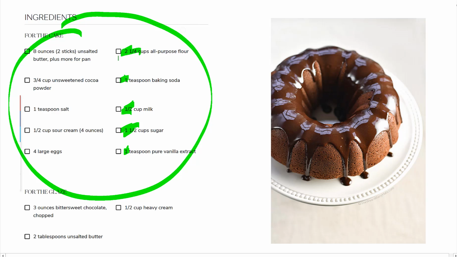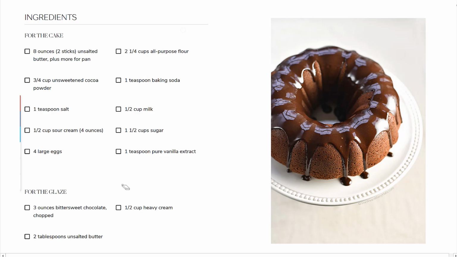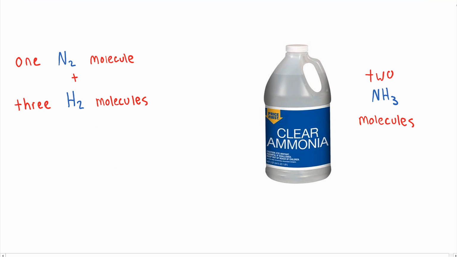Now, I'm going to teach you about chemical reactions, and making a cake is a chemical reaction. It's just a very hopelessly complicated one, involving hundreds and hundreds of different molecules and tons of steps. This is way beyond our level of expertise right now. But this basic principle, we're going to apply to something simple, like, for example, the production of ammonia.